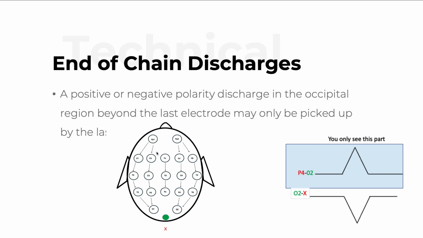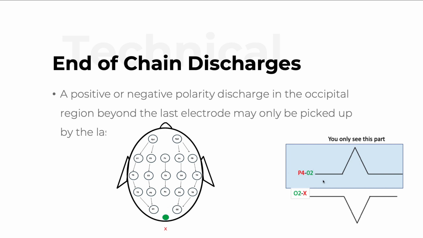Okay, the final concept that we're really going to look at today is this concept of end-of-chain discharges. When you have a positive or negative polarity discharge in the occipital region beyond the last electrode, you start to have to use some imagination, okay? In this example here, I'm going to show you exactly why. So if you have a positive discharge here, you're only going to see this part really on the EEG, looking at these two electrodes. So what's going to happen is you're going to see more or less that the occipital part is more positively charged than the parietal part, okay?